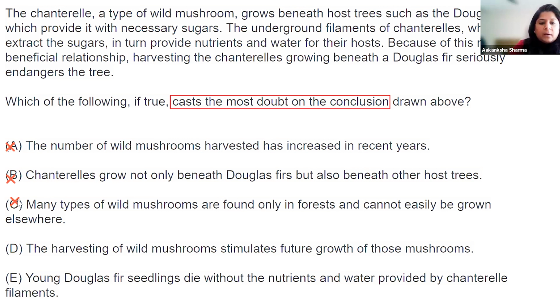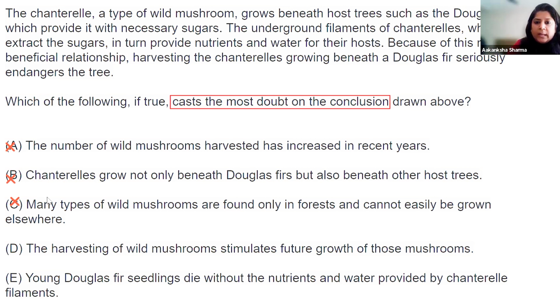D says that harvesting of wild mushrooms stimulates future growth of those mushrooms. I want to hold on to D. It looks like a possible logic. D, in fact, is saying that actually harvesting will not endanger the tree. The more you harvest these mushrooms, the more you are encouraging their future growth. That means the more I harvest these mushrooms beneath the tree, the more mushrooms will grow beneath the tree. That means we are not harming the tree. I want to hold on to D. But please remember, I also have E to go through.